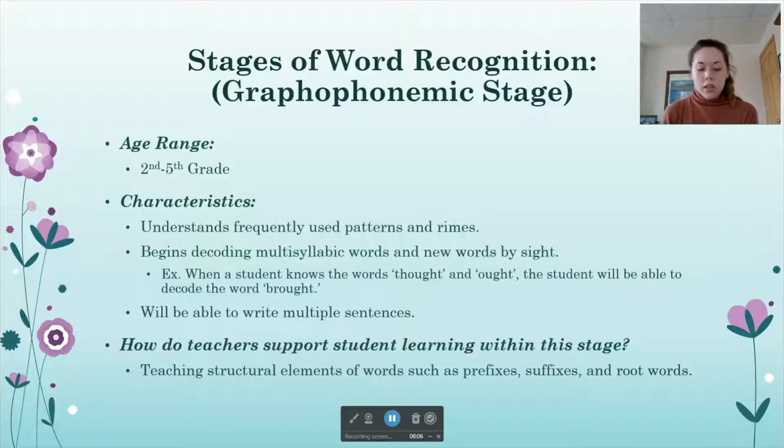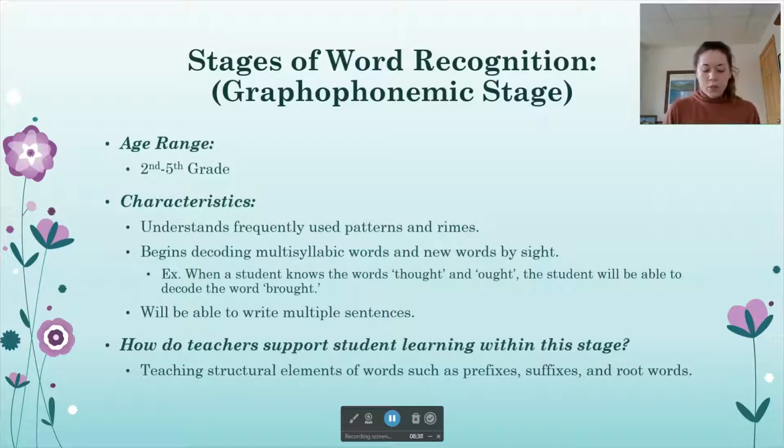So for example, when a student in this phase knows the words thought and ought, the student will be able to decode the word brought without any assistance because they are so similar. We know that the ought sound makes that sound. So putting a th in front of it will make thought, but replace that with a br, it'll just bring brought. It's simple phonics, right? We love phonics. All right.